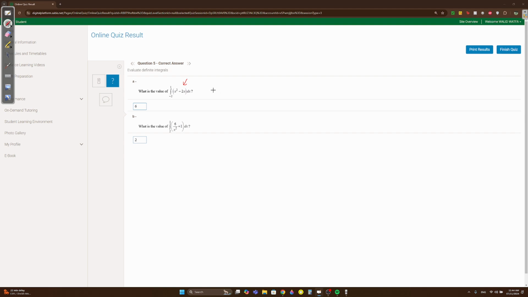First, integrate x squared: integrated becomes x cubed over 3. I'm gonna go faster with this because you guys know how to integrate. Minus 2x becomes minus 2x squared over 2, right? Simplify, we want the range to be minus 2 to 1, right? Simplify this, cancel up and down, you're gonna get x cubed over 3 minus x squared, and you want to find the range between minus 2 and 1.